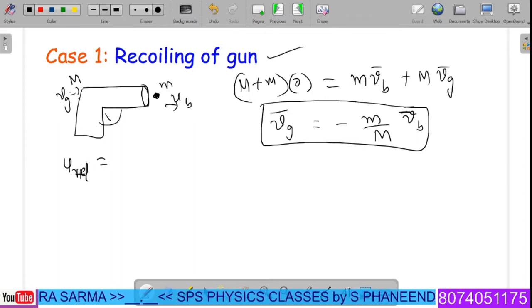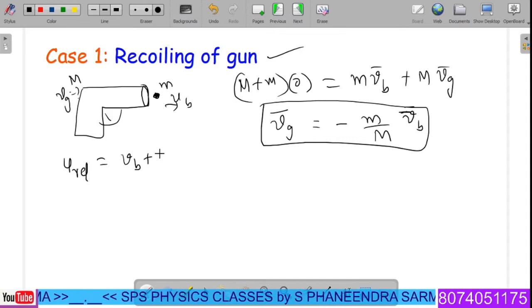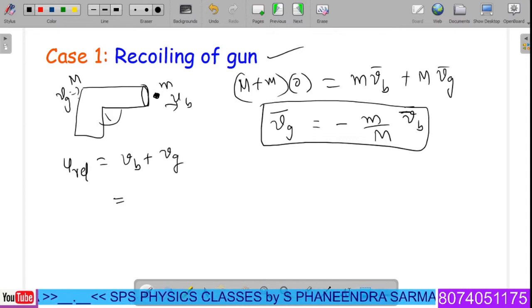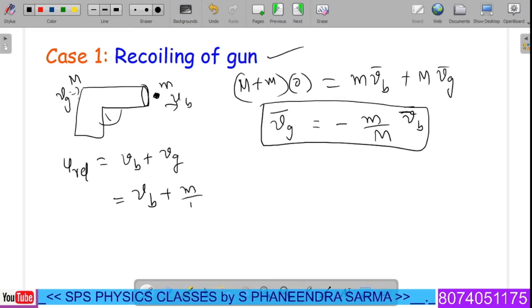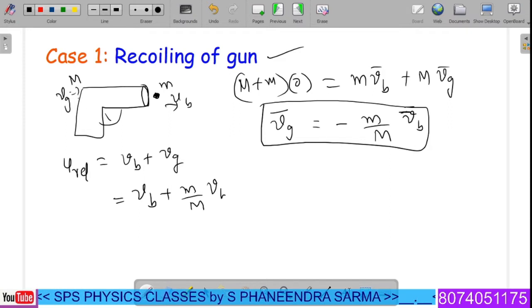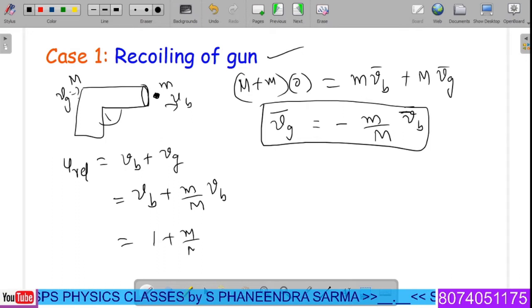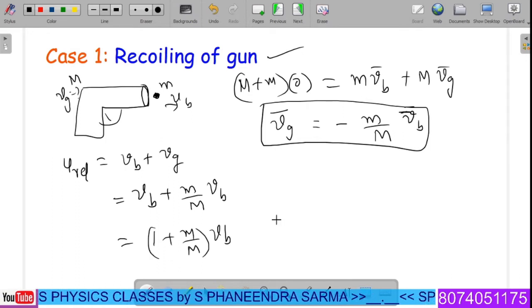Relative speed is a scalar quantity, remember. Both are moving in opposite directions, therefore the relative speed will be added. Speed of the bullet plus speed of the gun: Vb plus the magnitude only, without any direction. When you take the modulus, the minus sign is eliminated, so it is m by M into Vb. Now making Vb common, we can write 1 plus m by M into Vb.